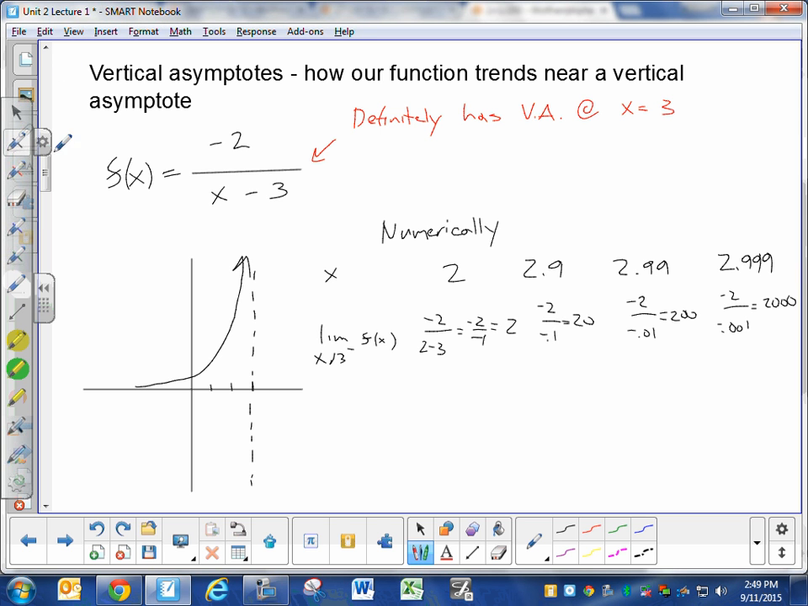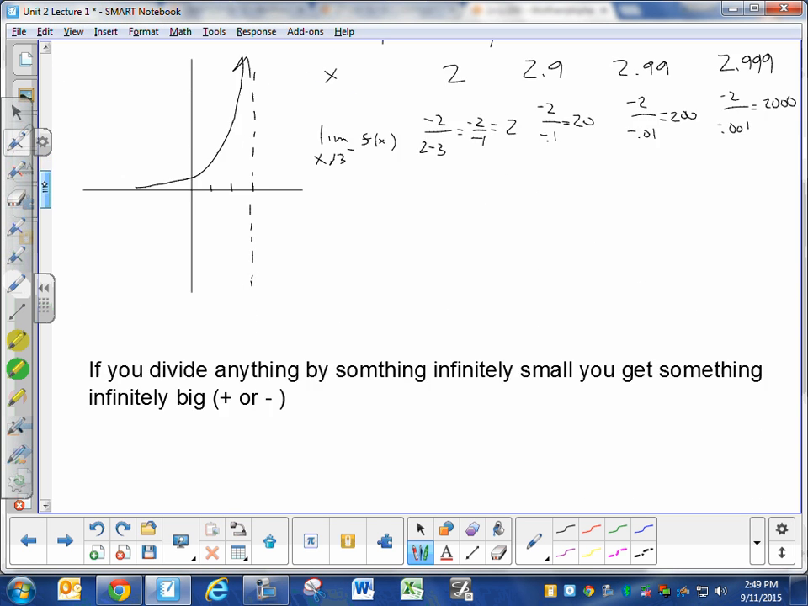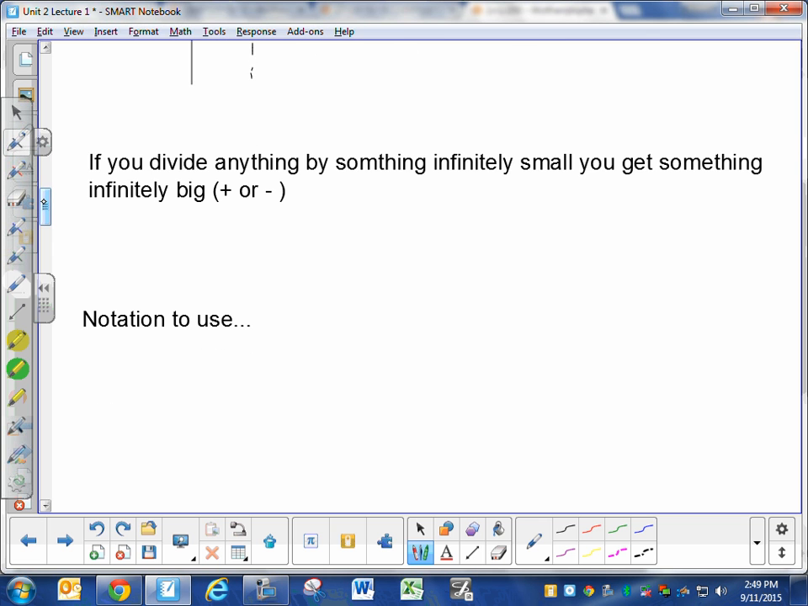That is the crucial idea behind what we're going to be doing with these vertical asymptotes: if you divide anything by something infinitely small, we're going to get something infinitely big. Take a value 5, divide it by something we'll consider infinitely small. So, and a lot of zeros. I put dot, dot, dot there just to represent a lot of zeros. And what will we get? Something super, super huge.